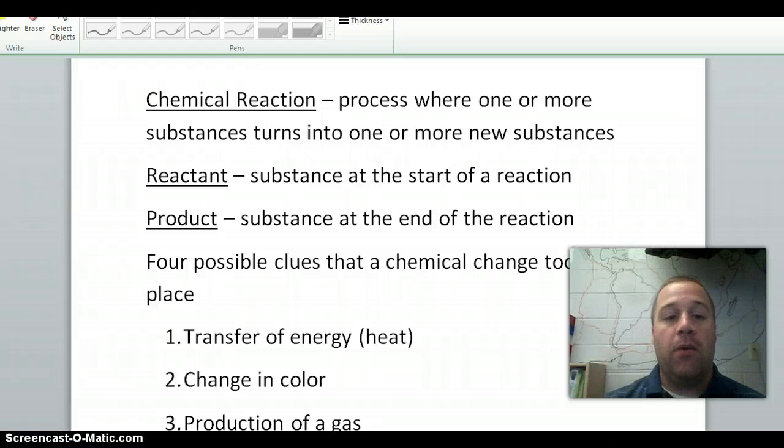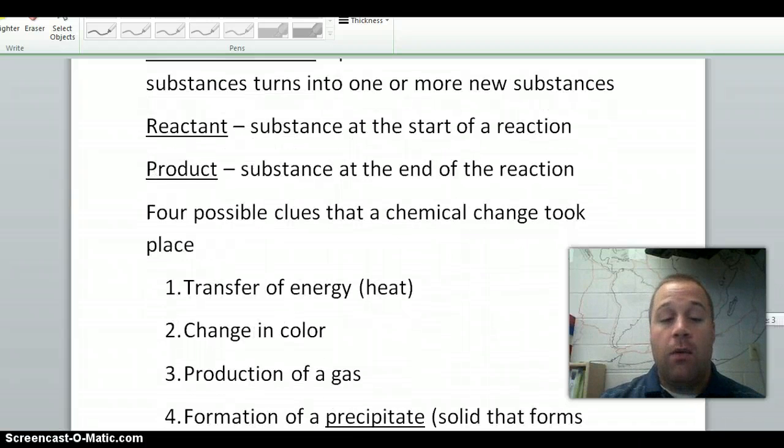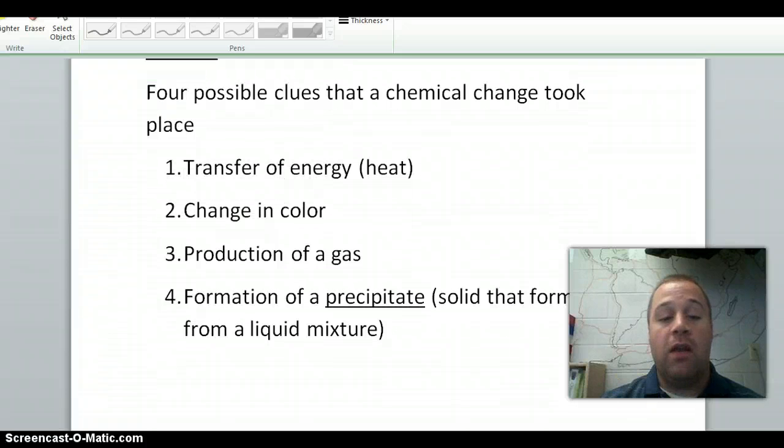Okay. So a chemical reaction is any time where you start with one thing and end up with something else, or multiple something else. A reactant is anything that you start with. A product is anything you end up with. You're always going to look for 4 clues to see whether or not a chemical change took place. 1, you're looking for a transfer of energy, which is heat. It will either get hotter or it'll get colder. Any change in temperature is a transfer of heat. So don't always think of it as warm. It can be cool as well.